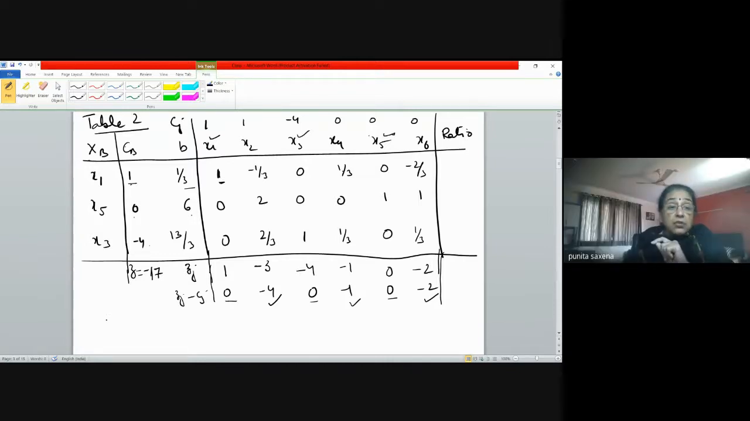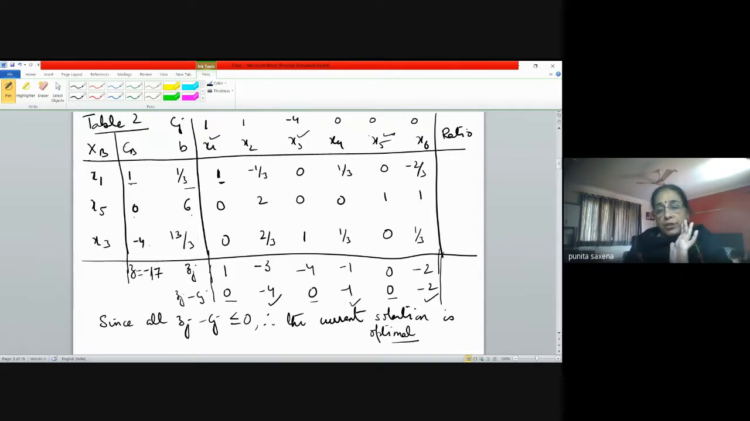So that means, since all Zj minus Cjs are less than or equal to 0, therefore the current solution, that's what the optimality criteria say. Therefore, the current solution is optimal. That means it cannot be improved further. We have reached optimality, because now nothing can enter. There is no positive Zj minus Cj that we can enter. So that means we have reached optimality here. Okay. Now, because we have reached optimality, now let's read the solution. What is the solution that we have got?